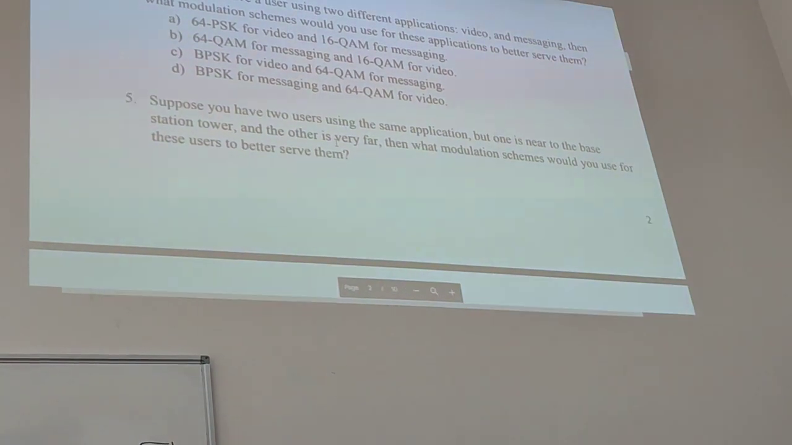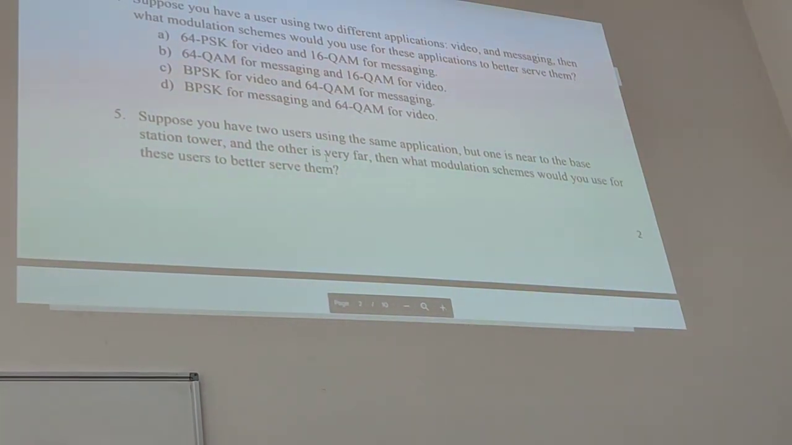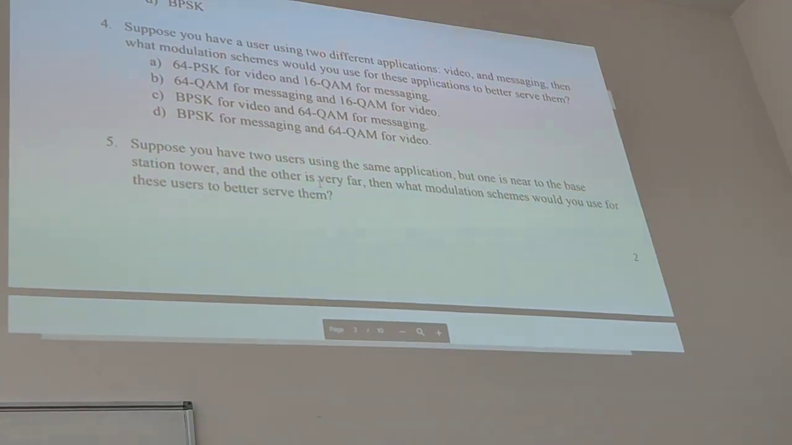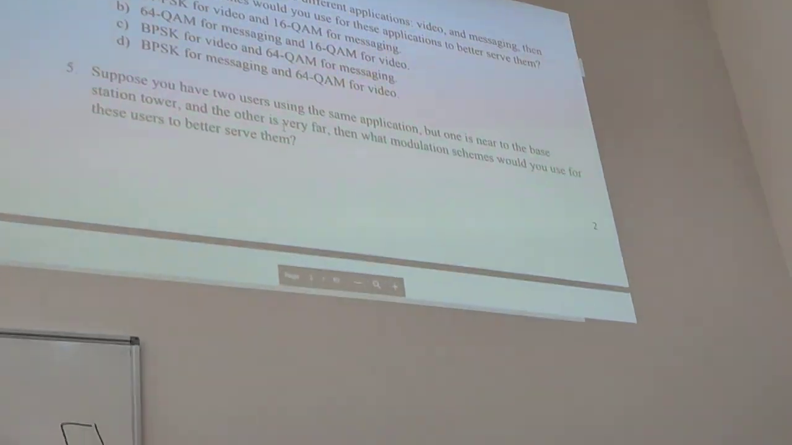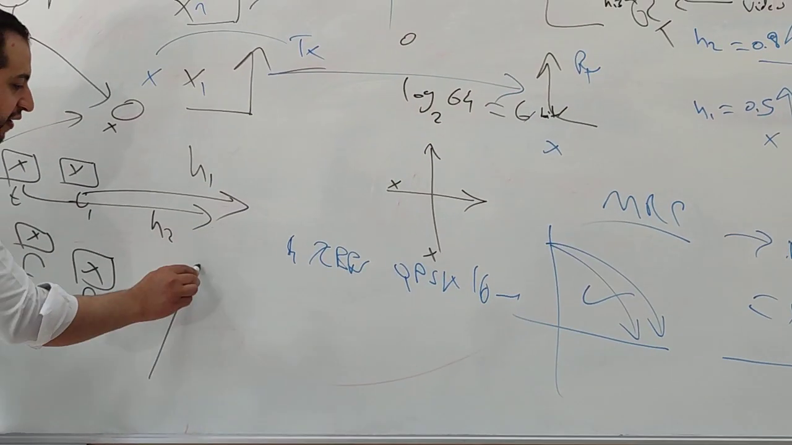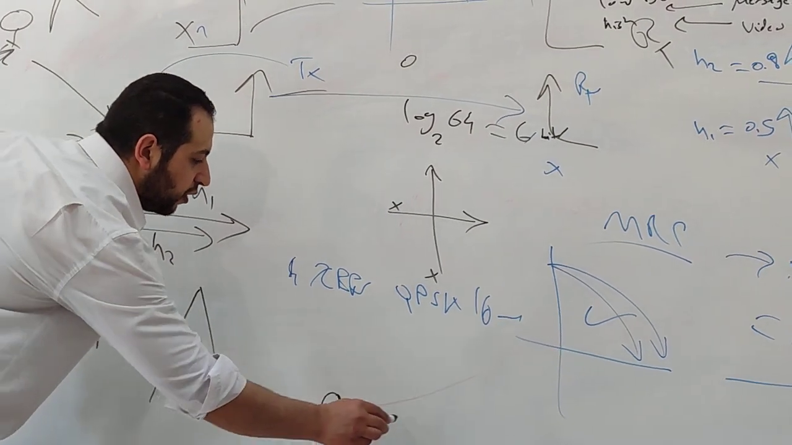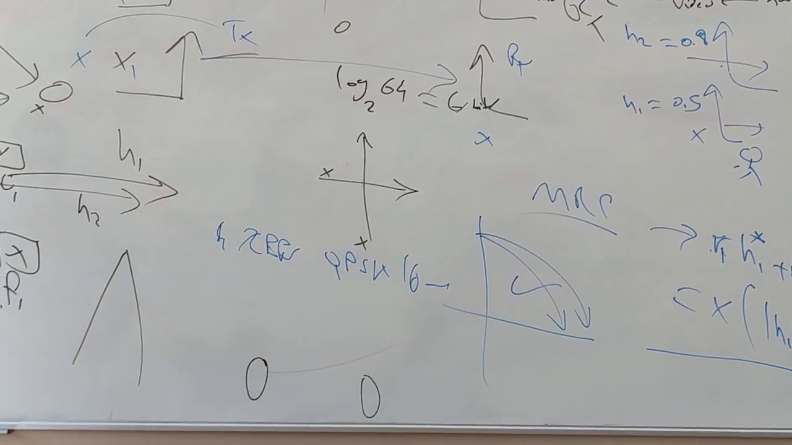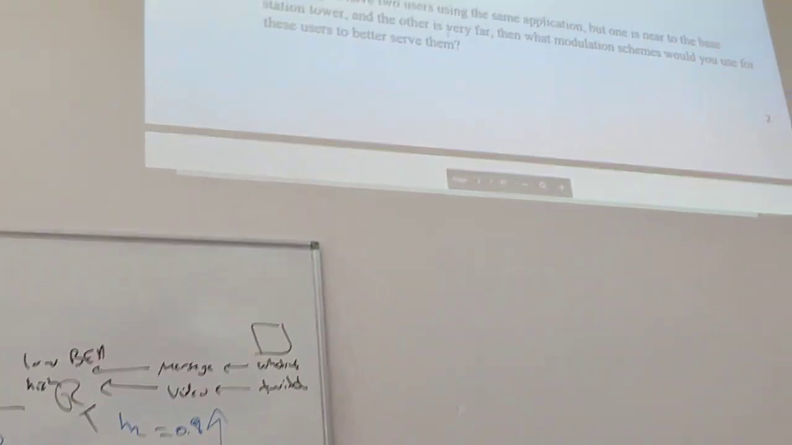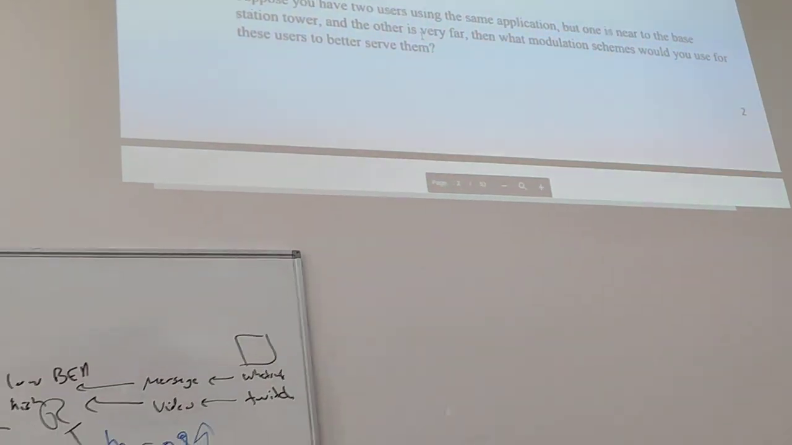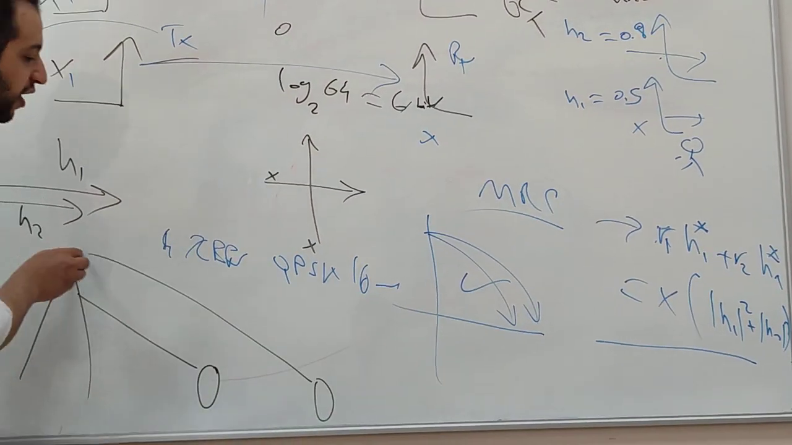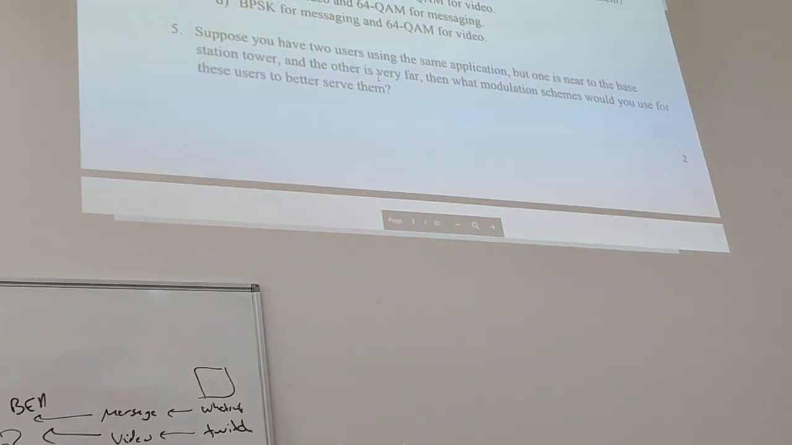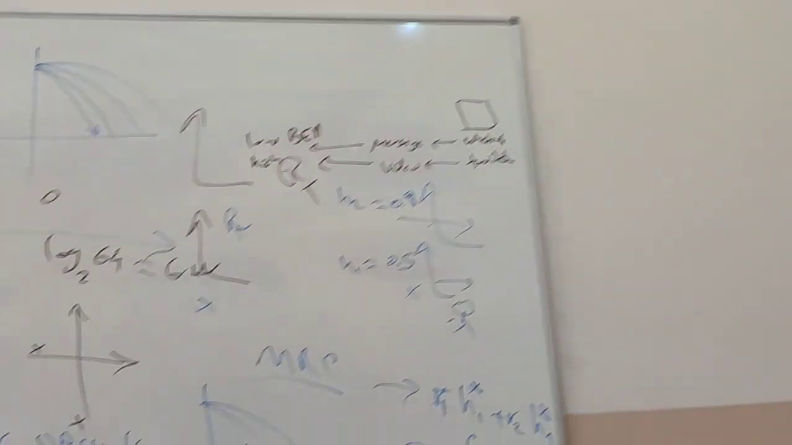Suppose you have, question 5, suppose you have 2 users using the same application. Now this scenario is different. We have here a base station, and we have 2 users using the same application. Let's say they are using Zoom. But one of them is near to the base station, and the other is far. Then what modulation schemes would you use for these users to better serve them?